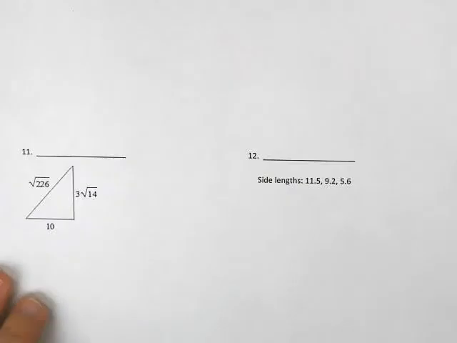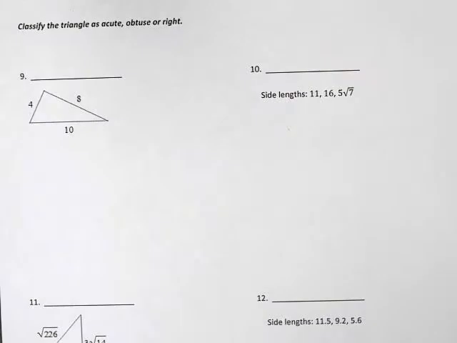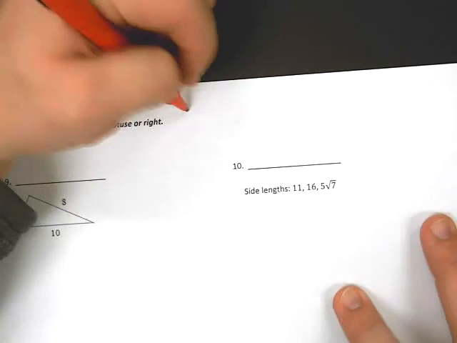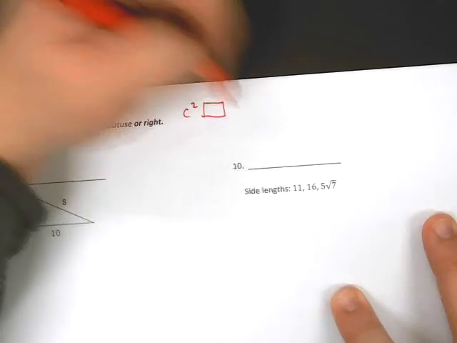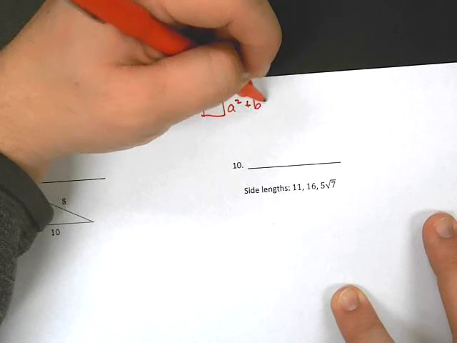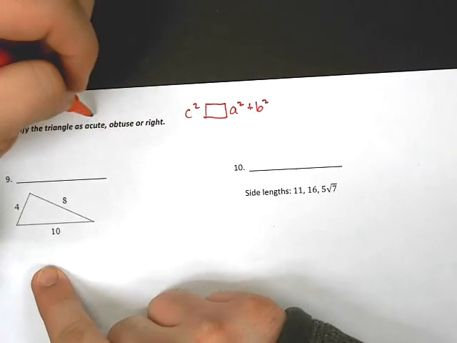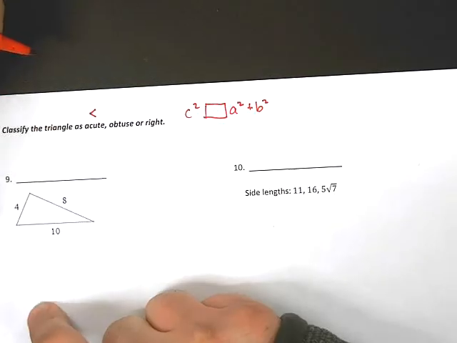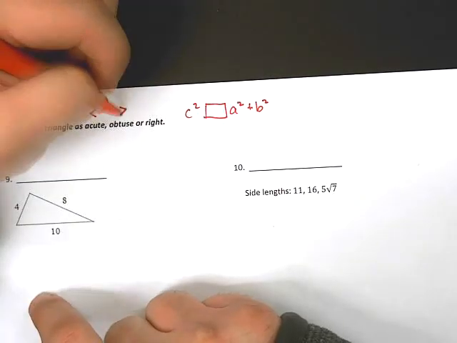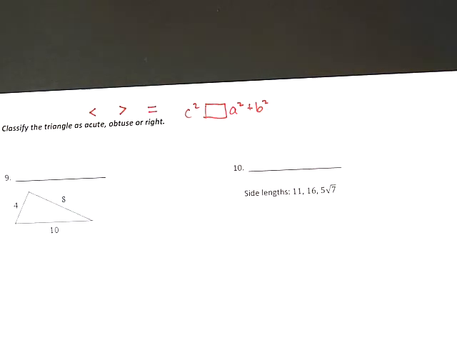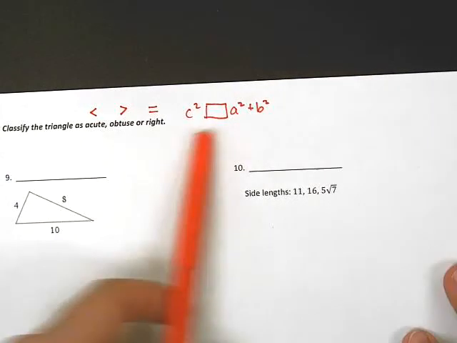So the last thing from the notes that we've talked about so far is classifying as acute, obtuse, or right. And if you remember, this is kind of what I try to do to show some work: I put my c squared, and then I put a box, and I put a squared plus b squared. Because I know that to fill in this box, it depends. If it's acute, c squared is going to be less than. If it's obtuse, c squared is going to be greater than. Or if it's right, it's going to be exactly equal to. Alright, so that's kind of the work that I show.